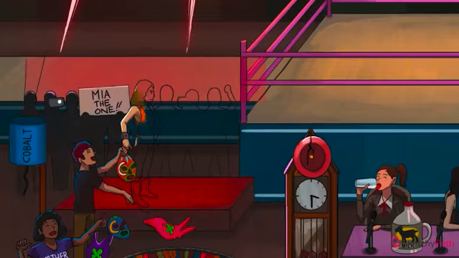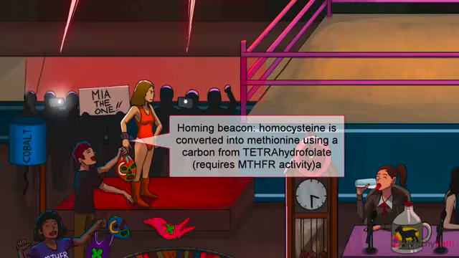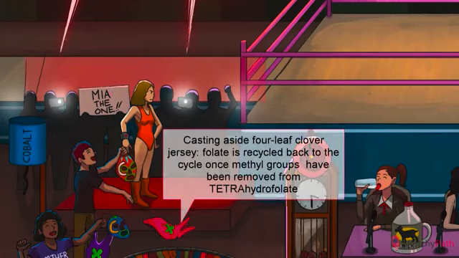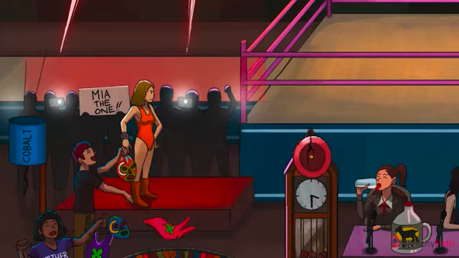And during today's match, the homing beacon will be worn by our reigning champions. Orange is the new SmackDown. It's the inmate. As she dons that mask, let it represent homocysteine turning to methionine, highlighted by the "me is the one" sign held in the back. Also, keep your eye on that 4-leaf tetrahydrofolate jersey as it's cast aside. Folate is recycled and sent back to the cycle. It picks up more methyl groups in the process and starts all over again.